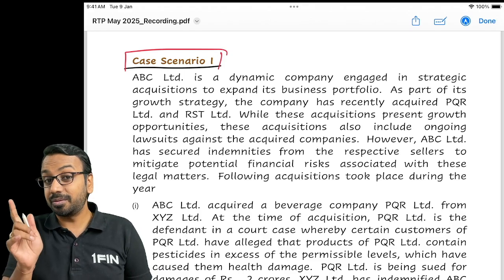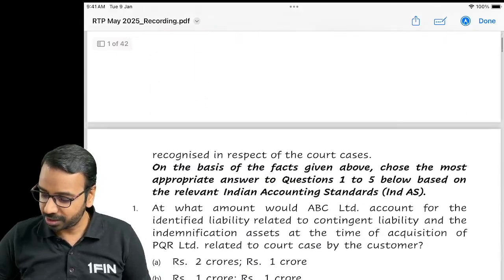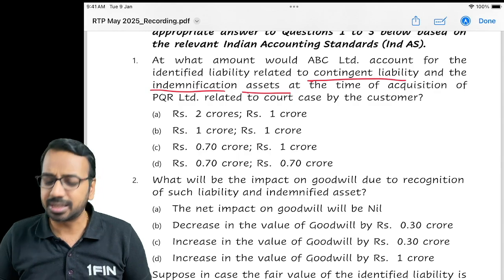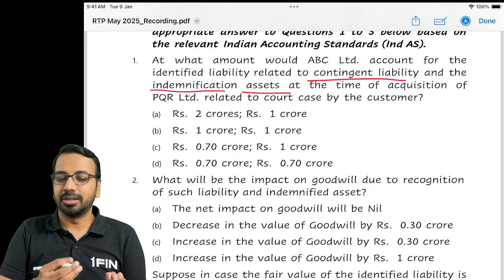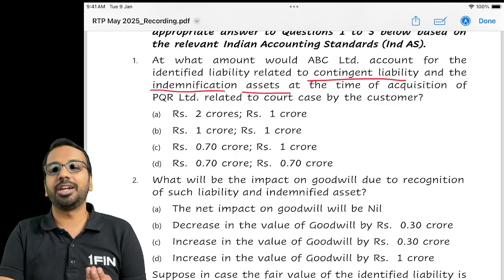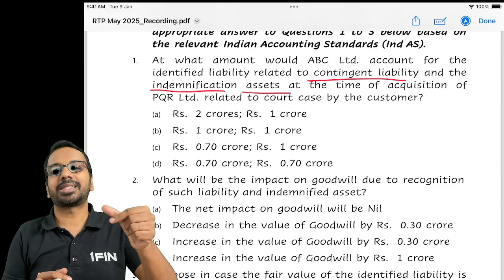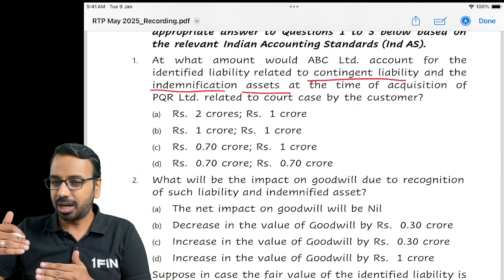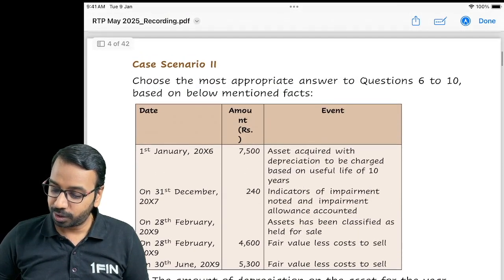Whenever we talk about a case scenario MCQ, the first thing that we should be doing is go and check what the requirement of the question is. Here the question is asking about indemnification assets and contingent liability. We have understood that if there is a contingent liability and the seller has agreed to compensate you, has agreed to indemnify you, you will recognize an indemnification asset, to the extent of the contingent liability. Accordingly, you can solve these MCQs. I will not solve this because otherwise you will not practice. It's very important.